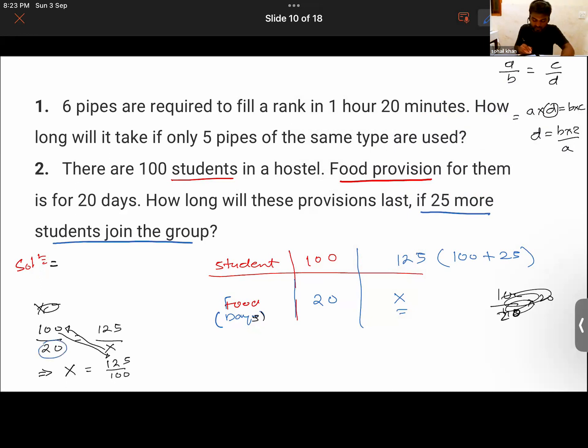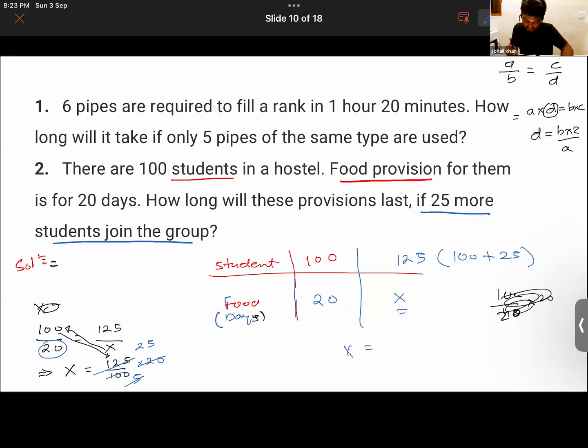Sir, talking about 20 here, it doesn't go in division here. You will change its side, so it will be in multiplication here. That is, multiply 20. Right? Yes, sir. So the food will now be lasting for how many days? 25 days. Yes, sir.